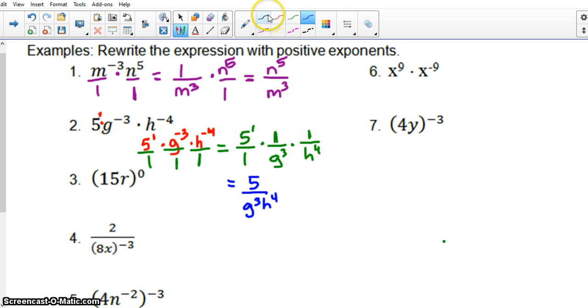For question number 3, first thing again that I'm going to do is separate the 15 and the r with the multiplication dot. Remember, if you have a power on the outside, it gets distributed to both of the factors on the inside. So I would have 15 to the 0 power and r to the 0 power. Remember, anything raised to the 0 power is just 1. So 1 times 1 will give you just 1. You didn't have to really even distribute it because the whole entire thing was raised to the 0 power, so you could have just automatically written your answer as 1.